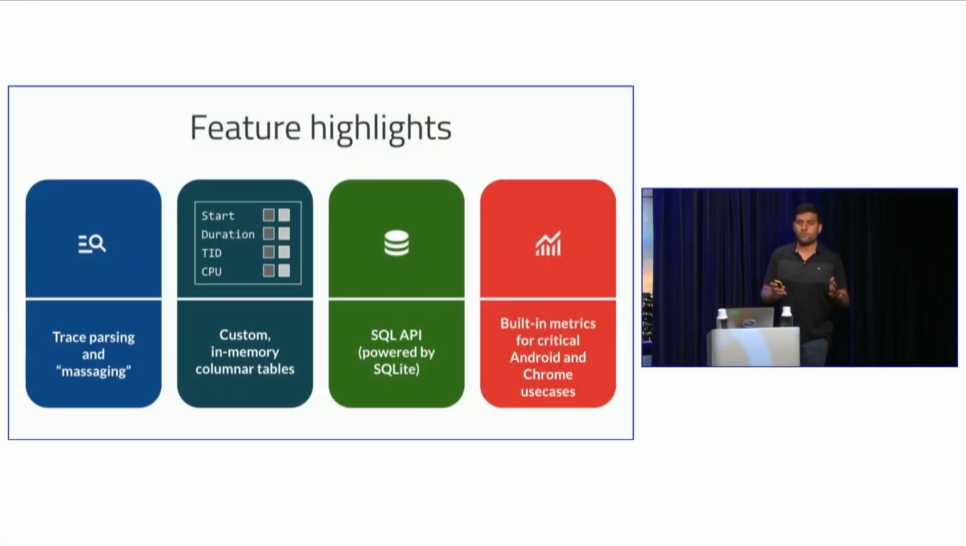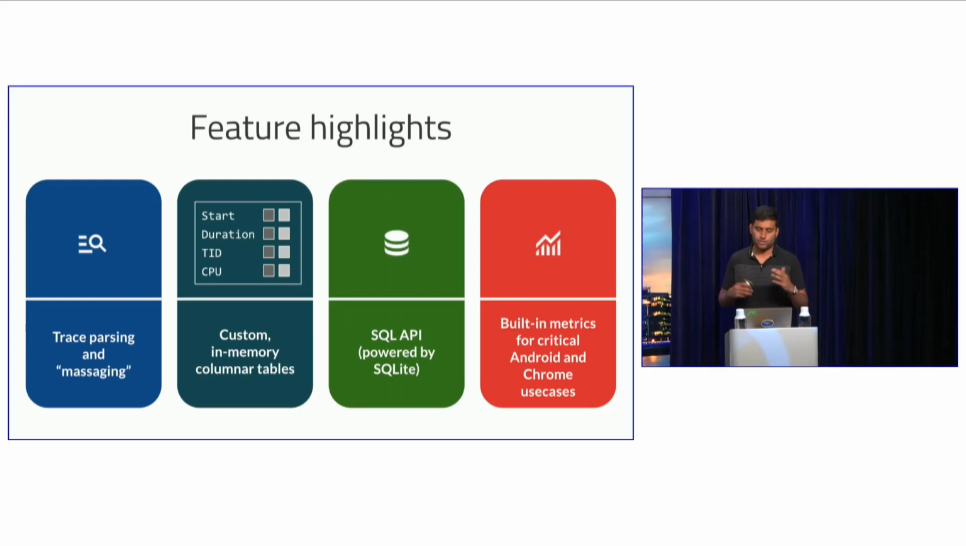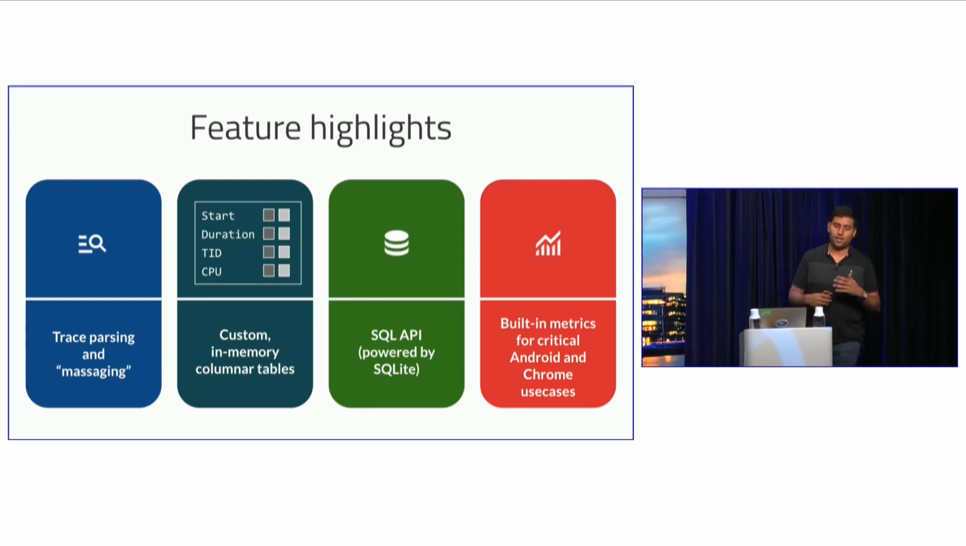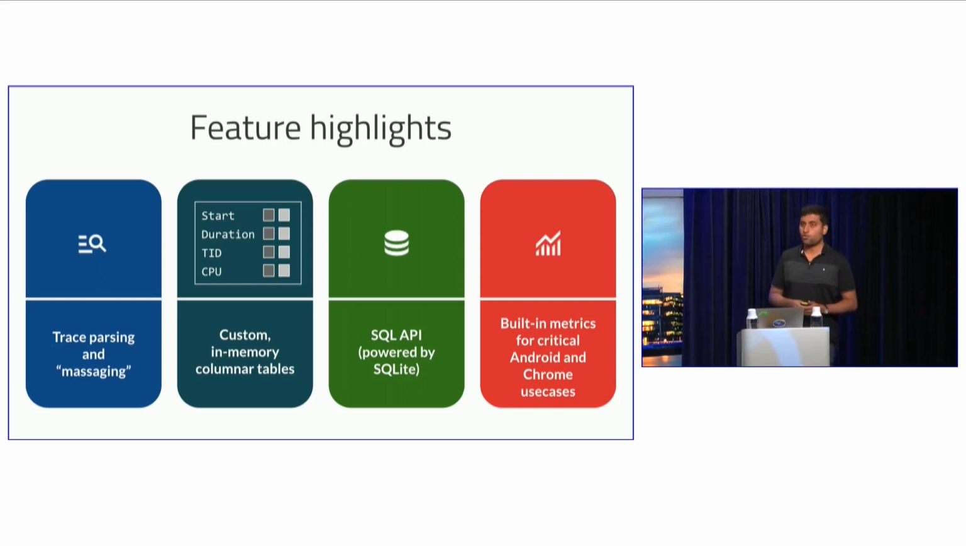The four key areas of highlights for features in Trace Processor are, first, the parsing and data massaging, which is the job of taking the complicated internal state of the trace format, which is written to be efficient to write, and massaging it into a format which is efficient to query. Second, there are homegrown custom in-memory columnar tables.